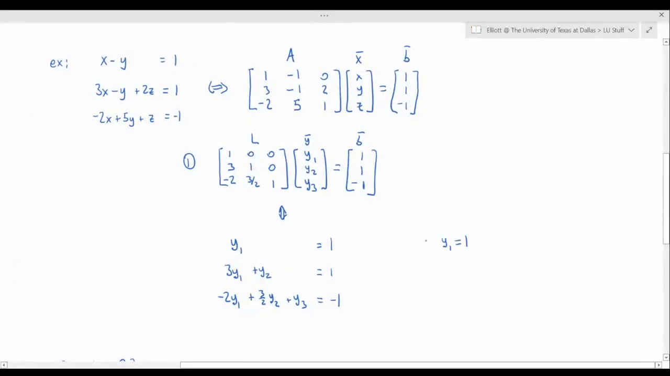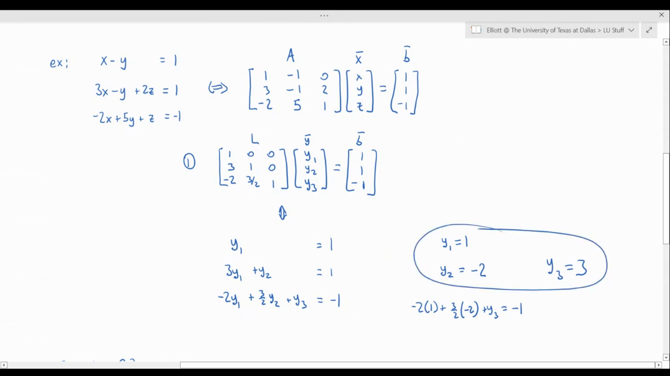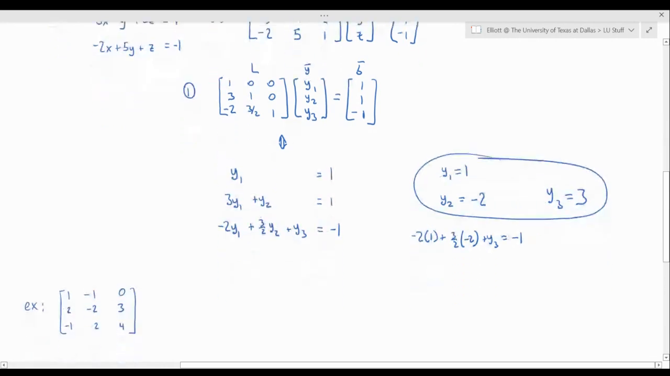So we already know y1 is 1. Substitute into the next equation, so you'll get 3 plus y2 is 1, so y2 will be 1 minus 3, which is negative 2. Then substitute y1 and y2 into the third equation: negative 2 times y1 plus 3 halves times y2 plus y3 equals negative 1. Solving for y3, I believe y3 will be equal to 3. So you solve for y1, y2, and y3 by doing this forward substitution.